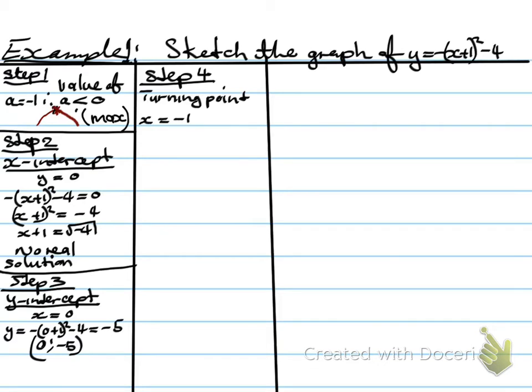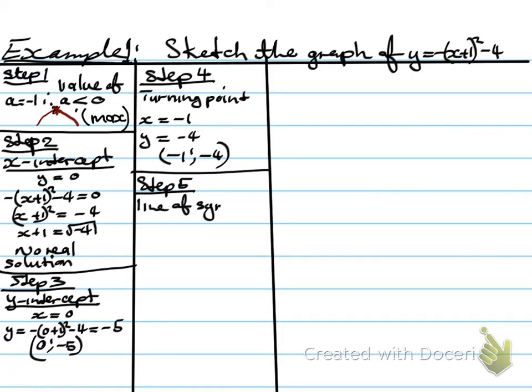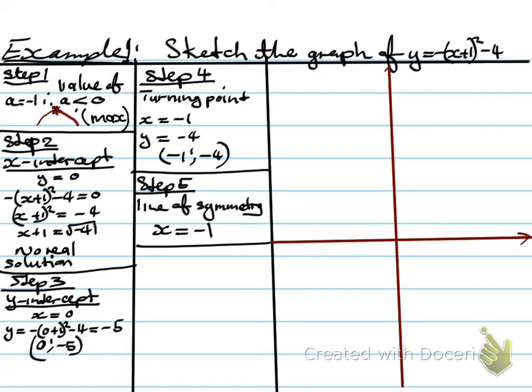And then we find the turning point. The turning point is going to be negative p, which is negative 1, and q, which is negative 4, and that is our turning point. And then our line of symmetry is x equal to negative 1.